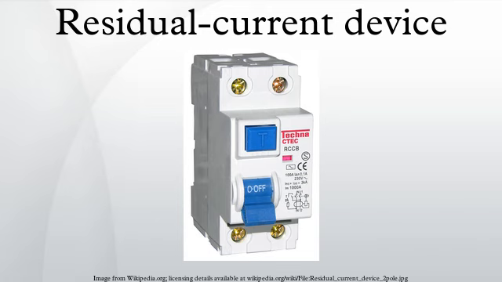Number of poles. RCDs may comprise 2 poles for use on single-phase AC supplies, 3 poles for use on 3-phase AC supplies or 4 poles for use on 3-phase and neutral supplies. Specially designed RCDs can also be used with both AC (alternating current) and DC (direct current) power distribution systems.